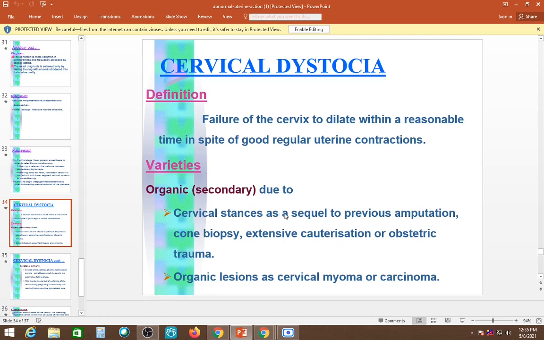So the organic cause can be because of the mother's previous history of surgery, biopsy, or cauterization of the cervix, or because of trauma. Another one is lesions, such as a cervical myoma or carcinoma. These are the problems in the organic type.